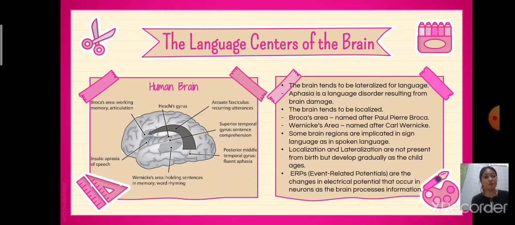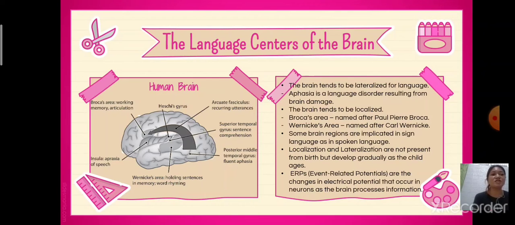So the brain also tends to be localized. There are local areas in the brain which may be developed, or this is the part of the brain where language develops. So first is Broca's area. Broca's area is named after Paul Pierre Broca. Broca's area is the part where the superior temporal gyrus is particularly found. So there is the part over here, which is seen at the side of Broca's area: Heschl's gyrus, or the superior temporal gyrus. Next is Wernicke's area, which is named after Carl Wernicke.